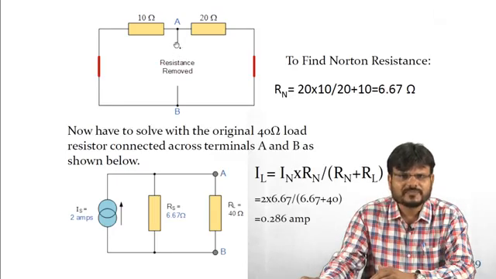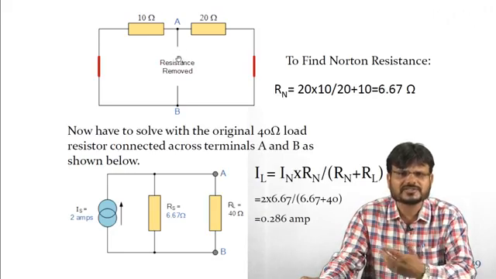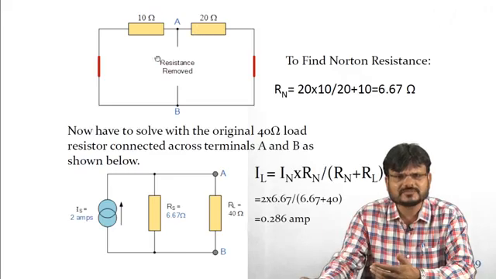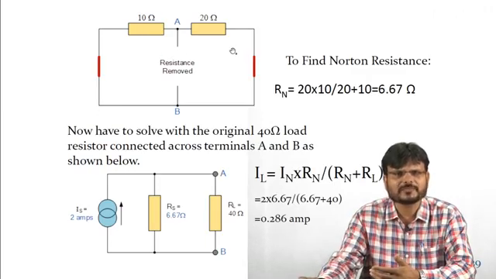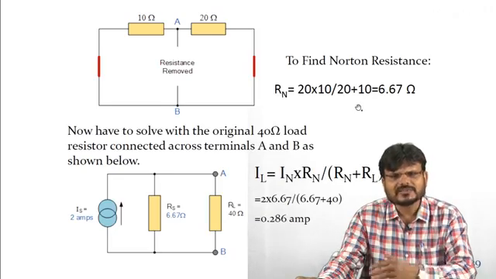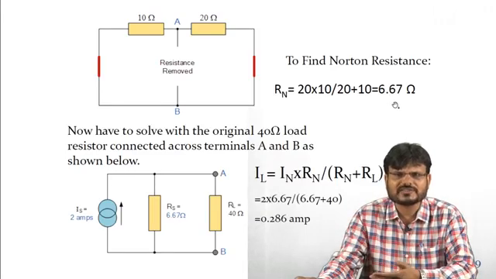So here you can see, just assume some imaginary current flowing from this point. This current will be divided in this branch and in this branch. That means this branch and this branch are in parallel. That means 10 ohm is in parallel with 20 ohm. So what will be the equivalent resistance? 1 upon Rn is equal to 1 upon 10 plus 1 upon 20, or you can say Rn is equal to 20 into 10 upon 20 plus 10. After solving this equation, you will calculate the equivalent resistance, that is 6.67 ohm.